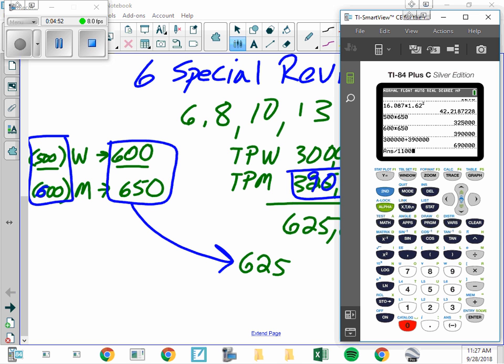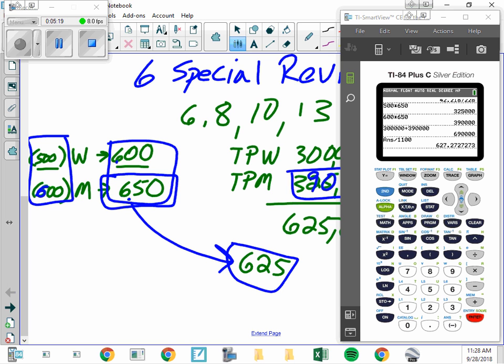It's going to be larger. Why? We increased the higher scores. And I get 627. Okay? Is there an easier way to do that? Let's try the averages. So 600 averaged with 650 still gives me 625, which is wrong.